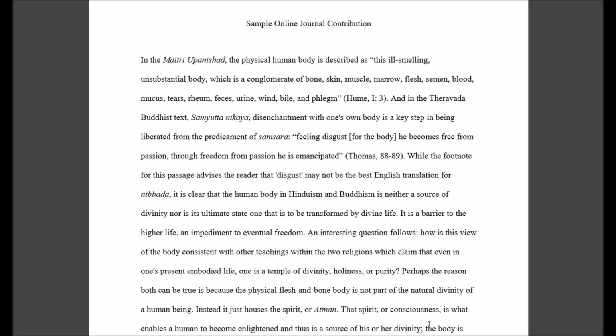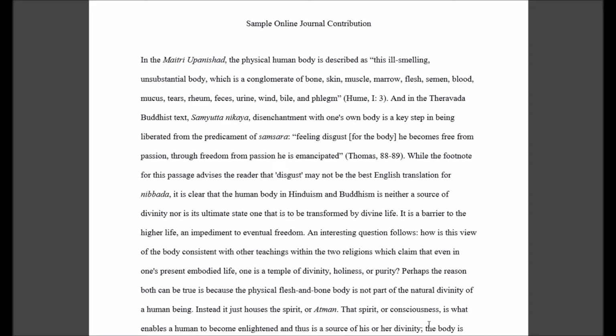What I'm going to do is simply read this with you so that we can go over it, and I can show you and bring out a couple points as we go about what makes this an excellent contribution. In the Maitri Upanishad, the physical human body is described as, quote, this ill-smelling, unsubstantial body, which is a conglomerate of bone, skin, muscle, marrow, flesh, semen, blood, mucus, tears, rheum, feces, urine, wind, bile, and phlegm. End quote. Hume, Part 1, page 3.